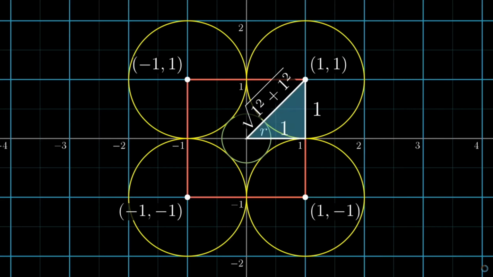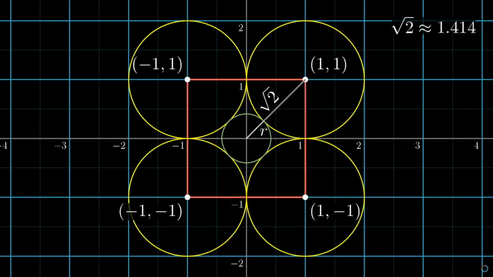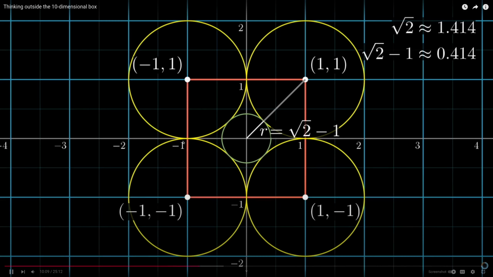origin to the corner of the box is the square root of 2, which is around 1.414. Then you can subtract off this portion here, the radius of the corner circle, which by definition is 1, and that means the radius of the inner circle is square root of 2 minus 1, or about 0.414. No surprises here, that seems pretty reasonable.